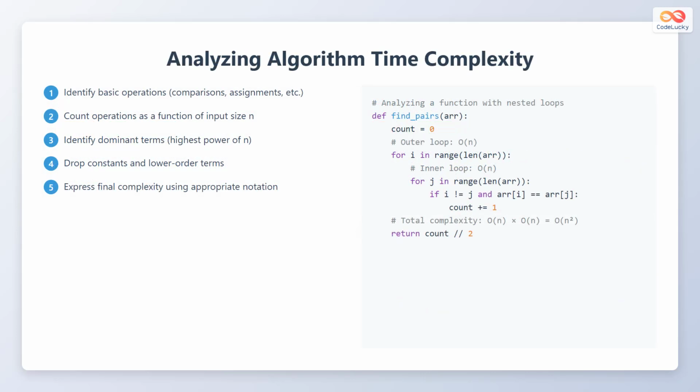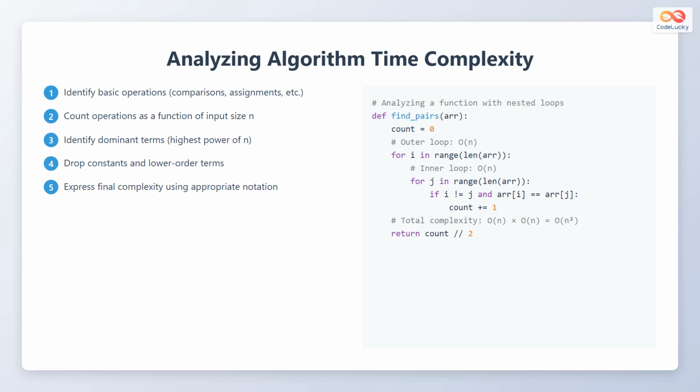Here's a step-by-step guide on how to analyze algorithm time complexity. Step 1. Identify basic operations such as comparisons and assignments. Step 2. Count operations as a function of the input size, n. Step 3. Identify dominant terms, which are the highest power of n. Step 4. Drop constants and lower-order terms. Step 5. Express the final complexity using appropriate notation.